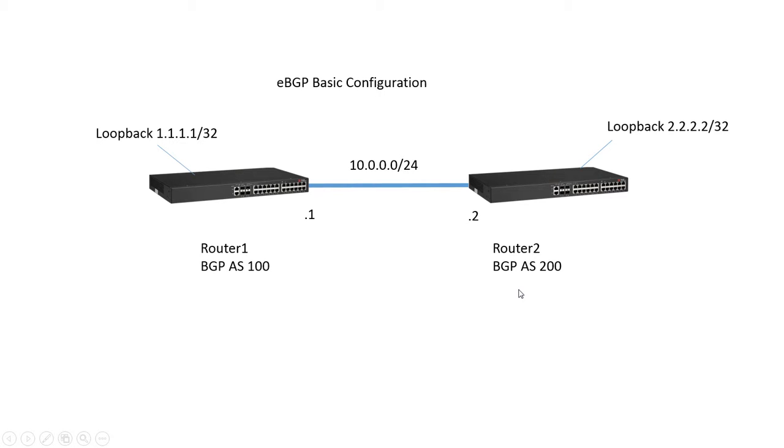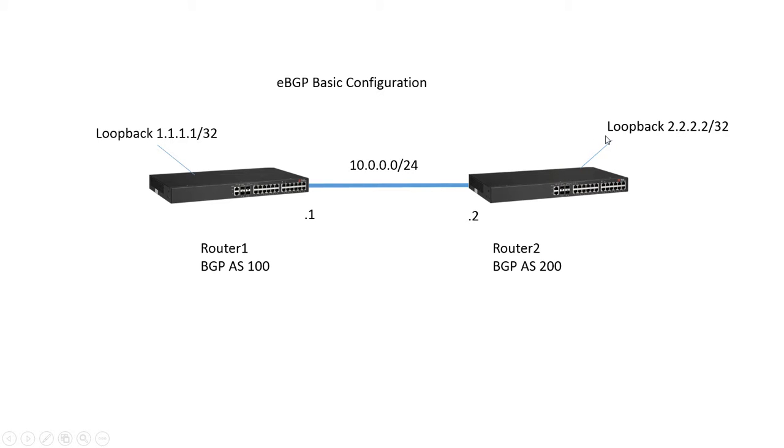If they were the same AS number, then it would be an iBGP, or internal BGP, connection within the same AS. But anyway, we are using 10.0.0.1/24 and 10.0.0.2/24 for our interconnection between the two. And then we're using loopbacks, which are /32s, 1.1.1.1/32, so they're host addresses on both sides.